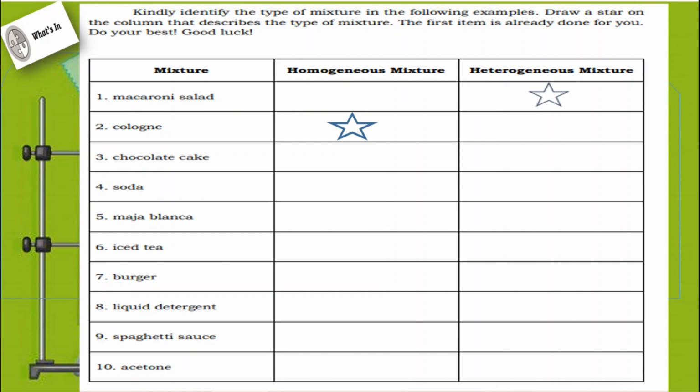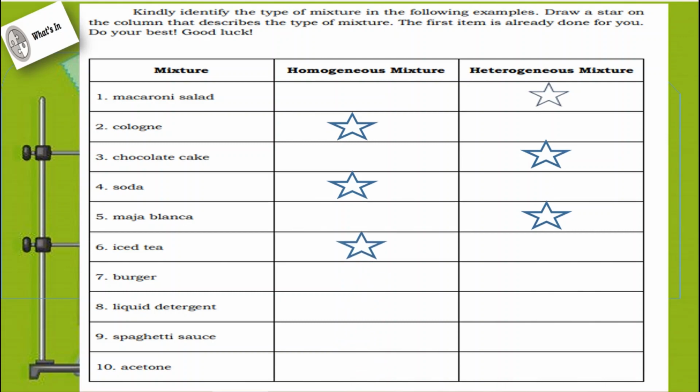So, number 3 is chocolate cake. So, under siya sa heterogeneous mixture. Next is soda, like soft drinks such as Coca-Cola or Sprite. So, naa siya sa homogeneous mixture. Number 5, Magic Sarap, heterogeneous mixture, iced tea. Okay, where is the iced tea? What is your answer? Iced tea is under homogeneous mixture.